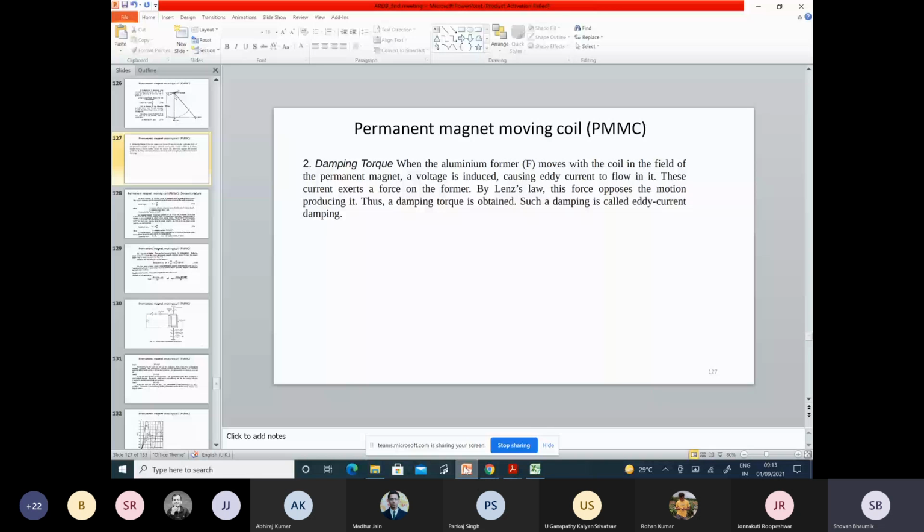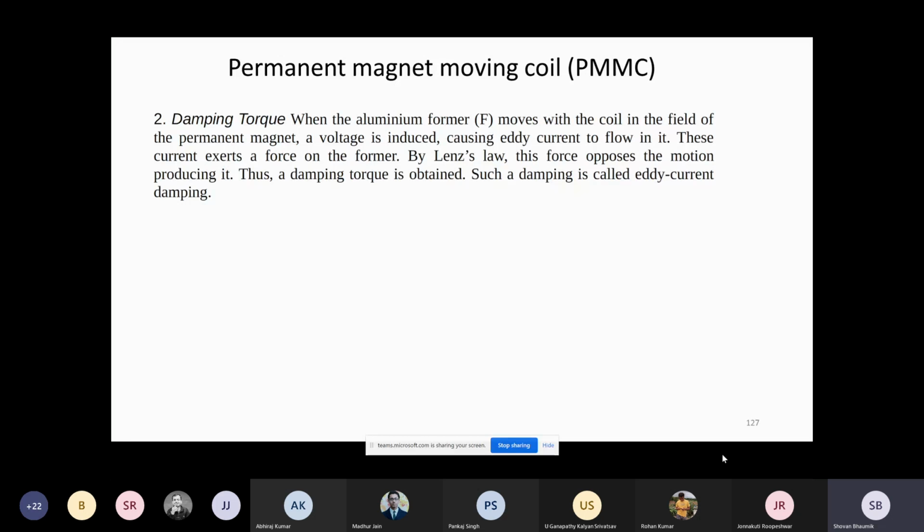So now let's start with the damping torque. We have seen the deflection torque, we have seen the restoring torque. Damping torque we avoided. Why did we avoid it? Because we said that our instrument is in steady state and there is no motion of the pointer, so there is no motion of the coils on the former. So we ignored the damping torque. But now, as we are trying to calculate the transient response, we cannot ignore the damping torque.